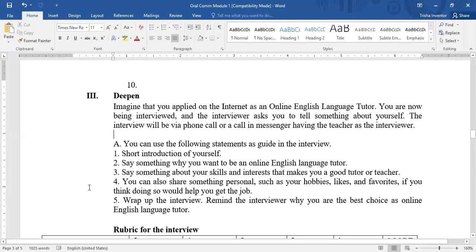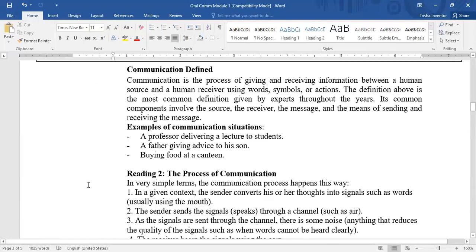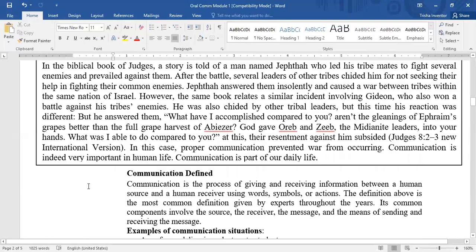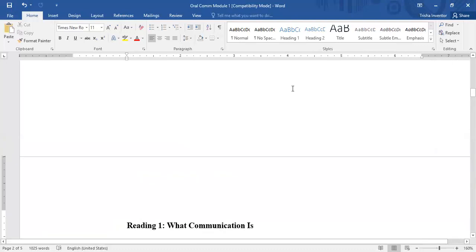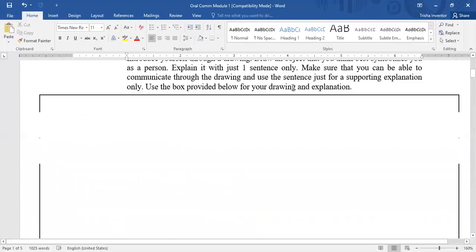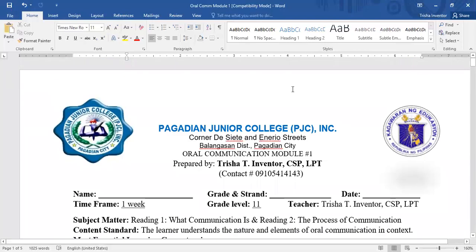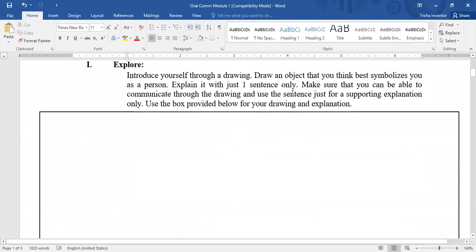So I hope you learned something from our module. If you have questions, message me. Don't hesitate to message me, and happy reading and happy answering. Is it right to say happy answering? But I hope you will have fun in answering this module. I did not complicate it too much so that you will not be stressed.